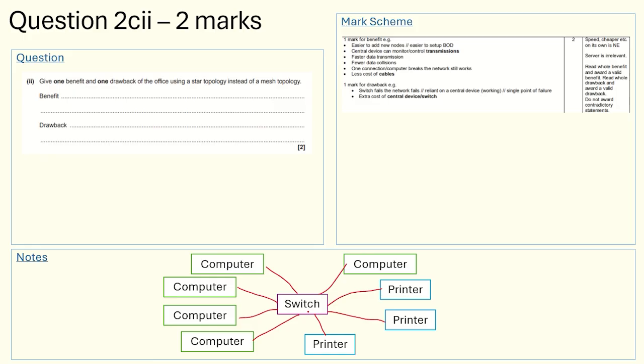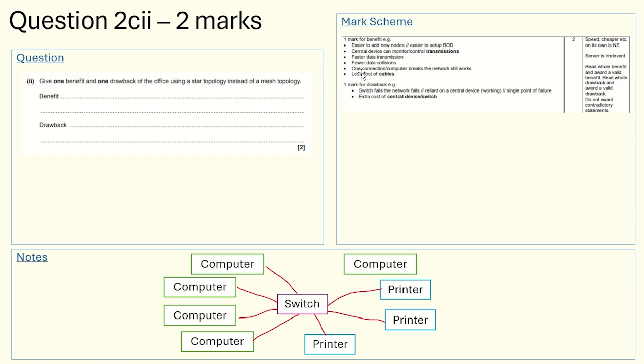And if 1 connection or computer breaks, the network still works. So let's say we've got a problem with this computer here and the connection breaks, all of the other devices or nodes that are connected to the switch, they still operate, they still work. Whereas if we've got a mesh or a partial mesh network where this computer or some connections go through this computer first and then to the printer, if this computer breaks, then we're not able to access this computer either.